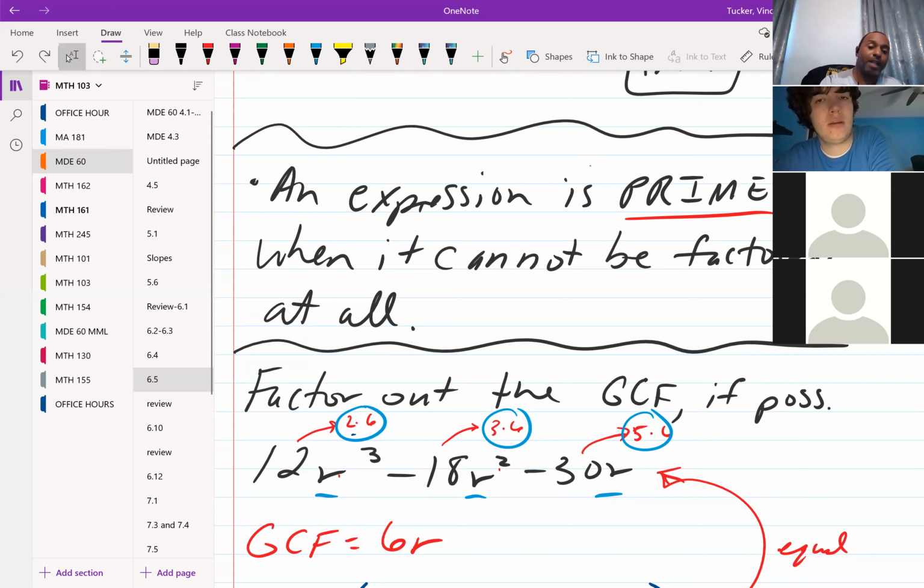So you pull the 6 out of each term, but also we have 3 r's in the first term, 2 r's in the second term, and then 1 r in that third term. So at the most you can pull out is 1 r, at the most that they have in common is 1 r. So that's why our GCF is 6r. There's a 6 in each number. Also, there's an r in each term. So before we go any further, is everybody okay with our GCF being 6r?